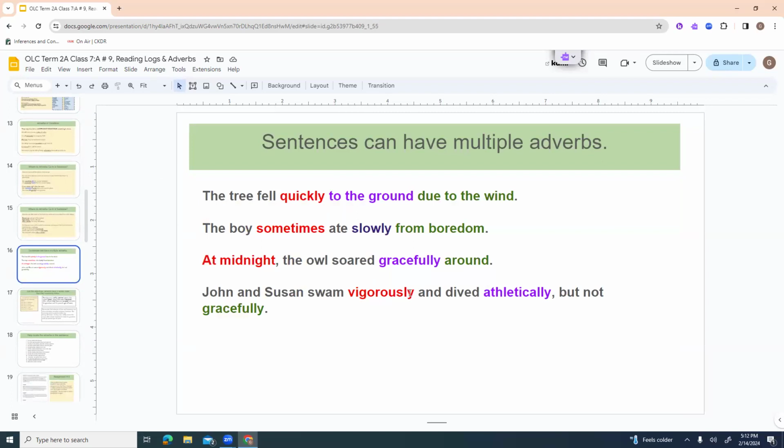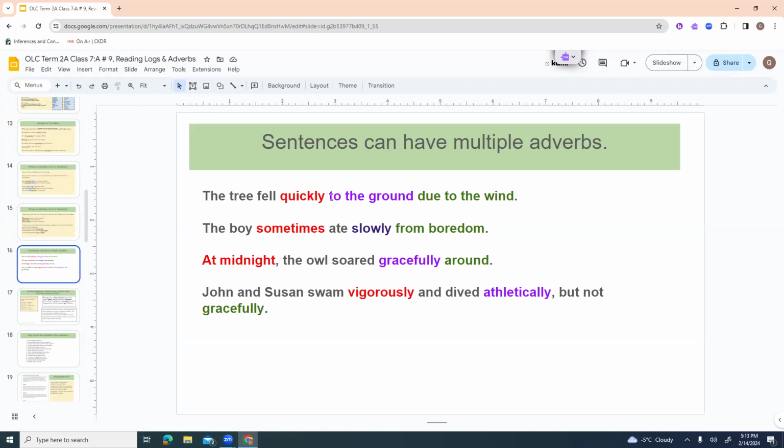Sentences can have multiple adverbs. In fact, I would say this is pretty common. Adverbs are a key way that we communicate information in English sentences. So, the tree fell quickly to the ground due to the wind. The boy sometimes ate slowly from boredom. At midnight, the owl soared gracefully around. John and Susan swam vigorously and dived athletically, but not gracefully.